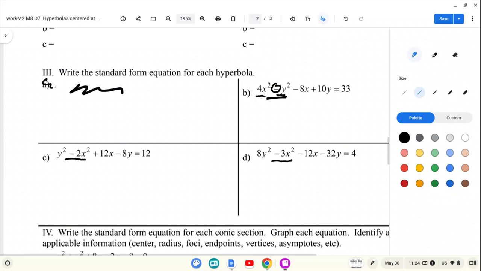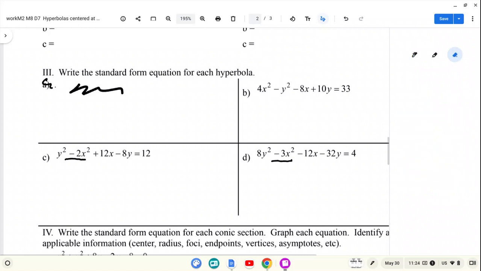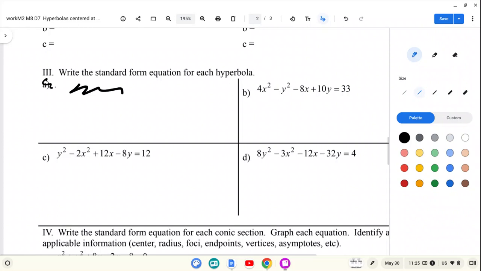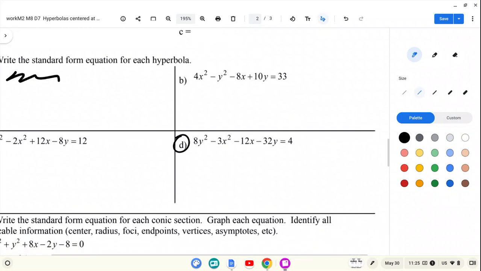So I'm going to work some of these to put them in standard form. I'll just do letter D. They don't give us much space, but we're going to do our best.